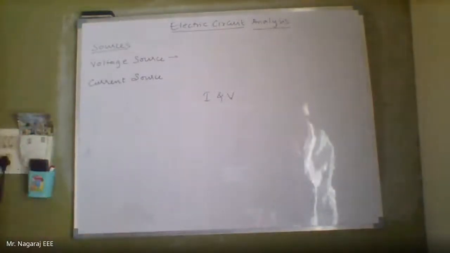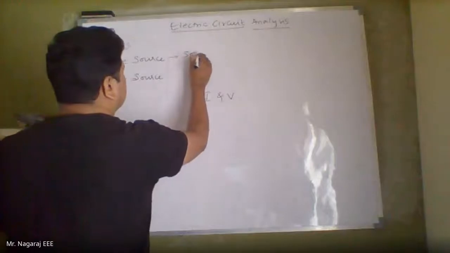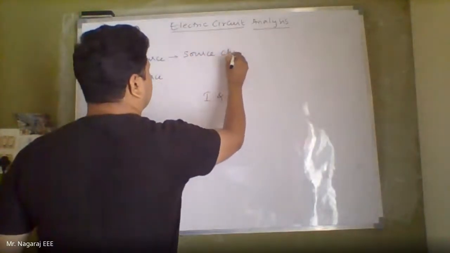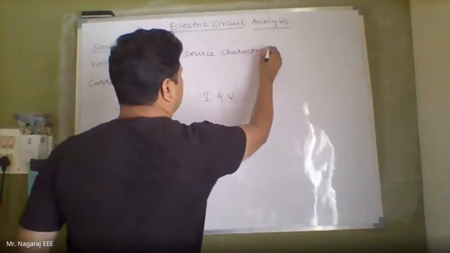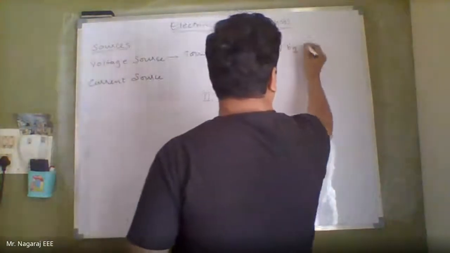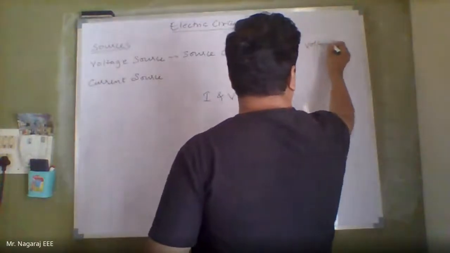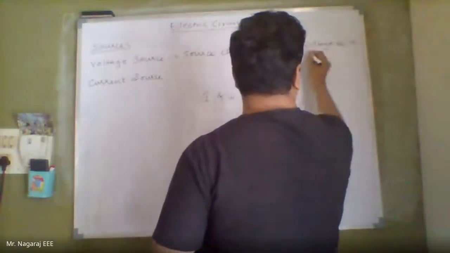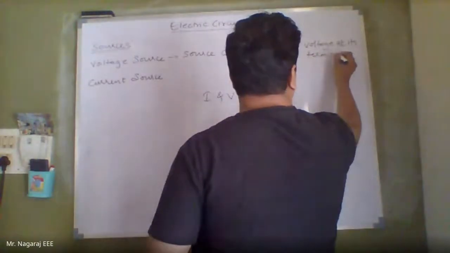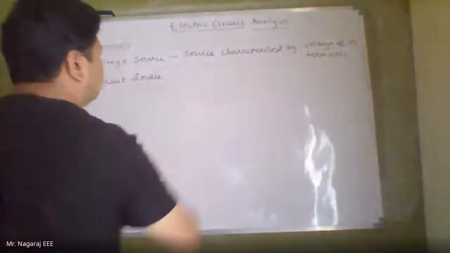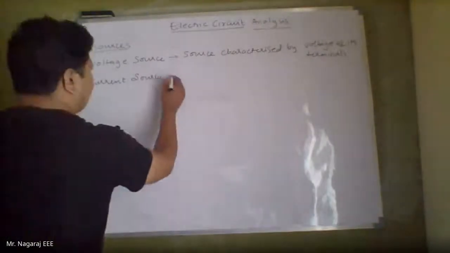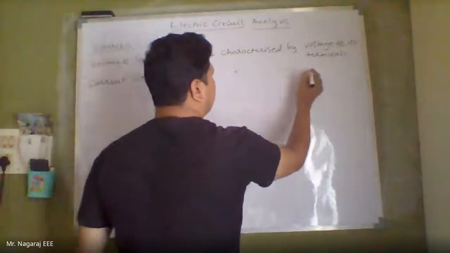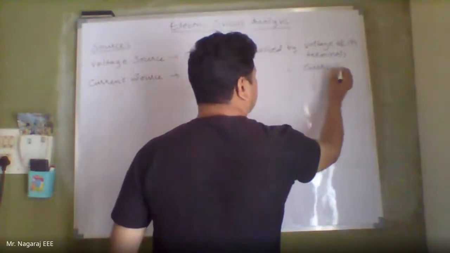So the voltage source is the source characterized by voltage across its terminals. A current source is a source characterized by the current through it.